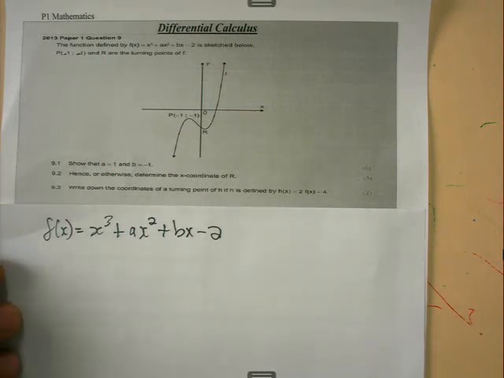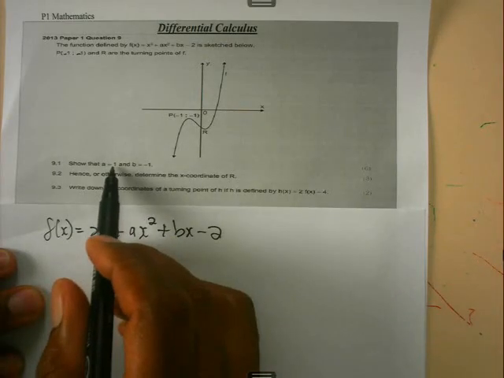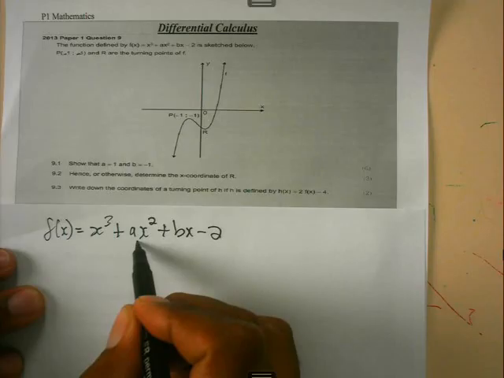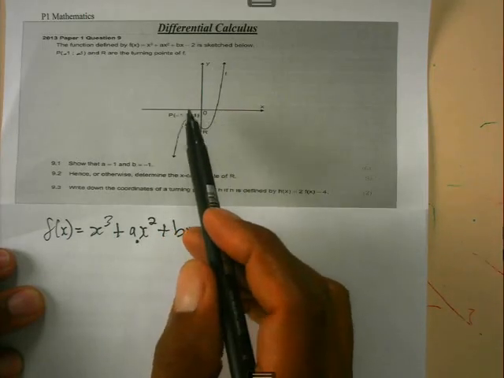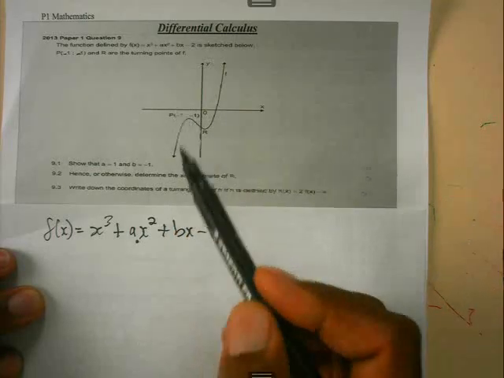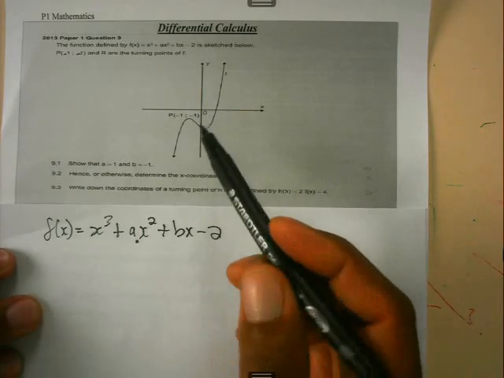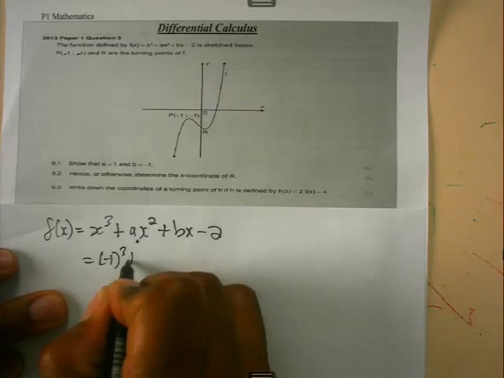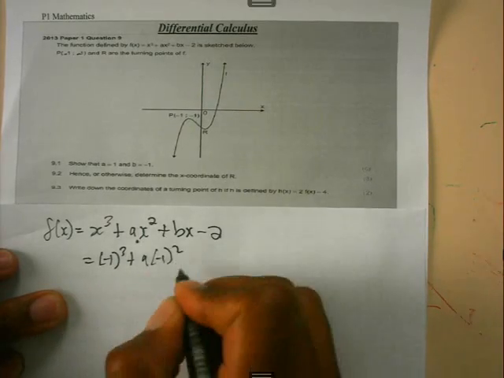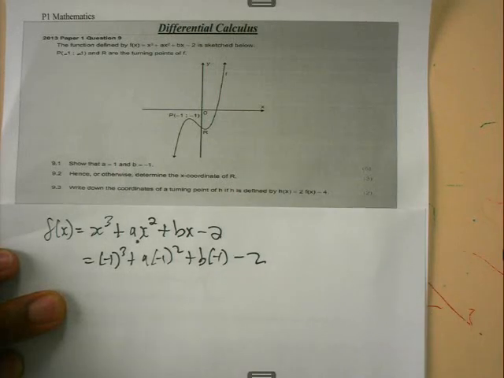It means what you are going to do. First, we know that when we substitute 1 into the original equation, we are going to get the corresponding Y value, which is minus 1. You substitute minus 1 in the original equation, you get the corresponding Y value, which is negative 1. That's what you're going to do. If we substitute now negative 1 to the power of 3 plus A times negative 1 squared plus B multiplied by negative 1 minus 2, then the answer that you are going to get there will be minus 1.